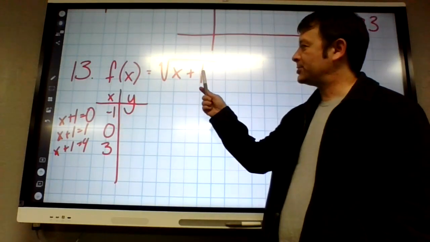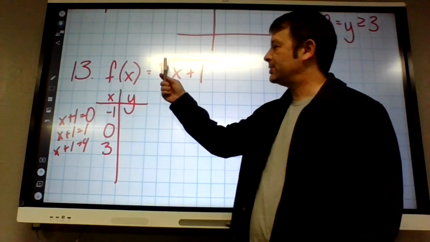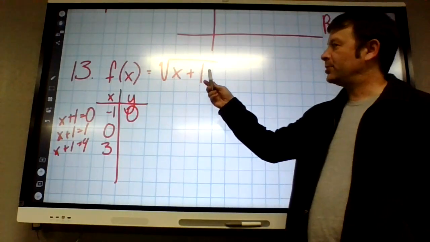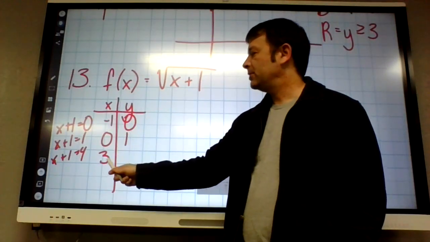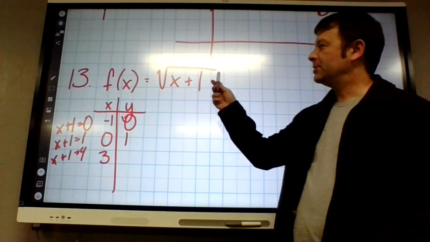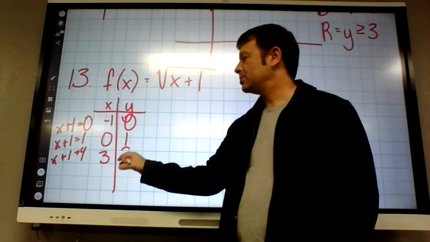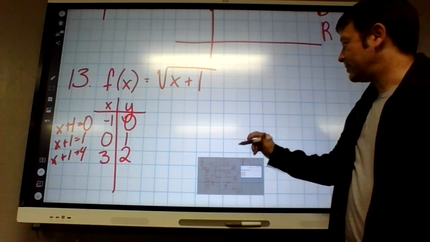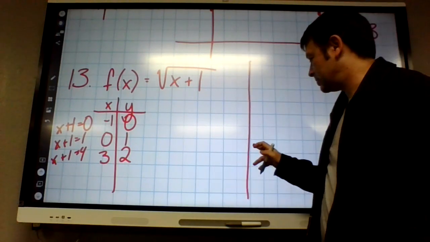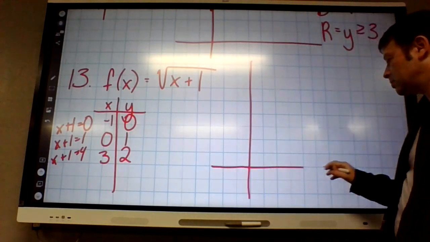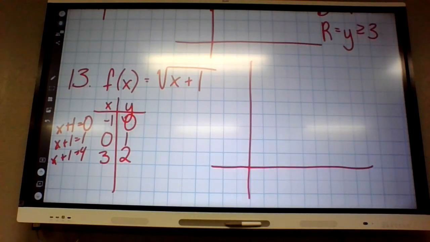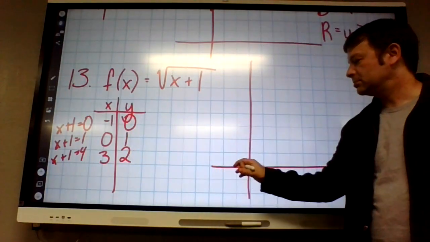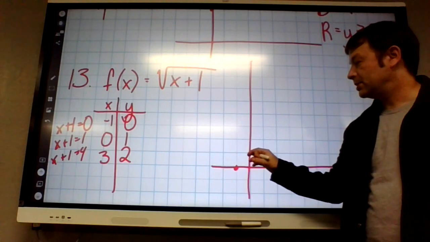Because negative 1 plus 1 is 0, and the square root of 0 is 0. If I plug in 0, 0 plus 1 is 1, square root of 1 is 1. If I plug in 3, 3 plus 1 is 4, square root of 4 is 2. So yeah, we should find out that this moves our graph left 1. So negative 1, 0. 0, 1, 3, 2.